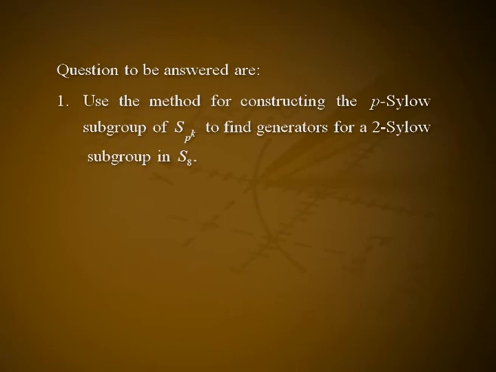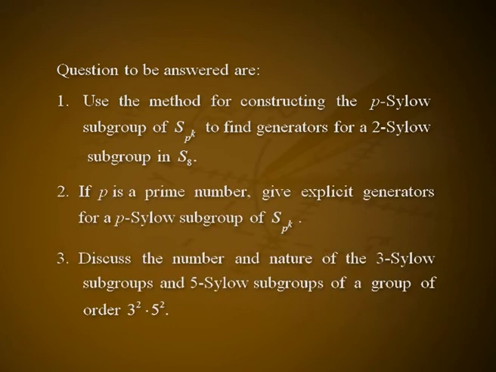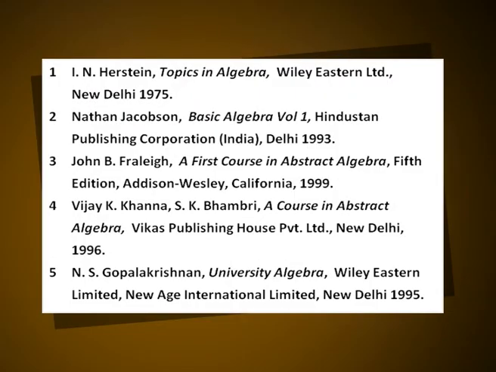Use the method for constructing the p Sylow subgroup of S p raised to k to find generators for a 2 Sylow subgroup in S8. If p is a prime number, give explicit generators for a p Sylow subgroup of S p square. Discuss the number and nature of the 3 Sylow subgroups and 5 Sylow subgroups of a group of order 3 square times 5 square.